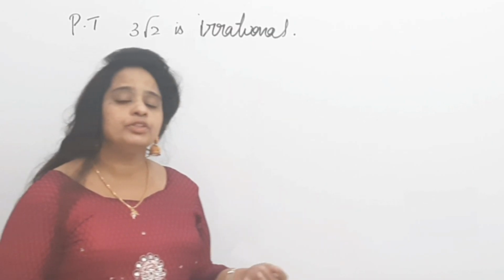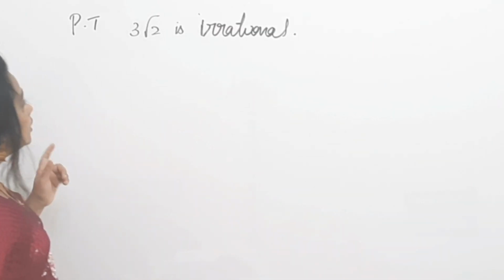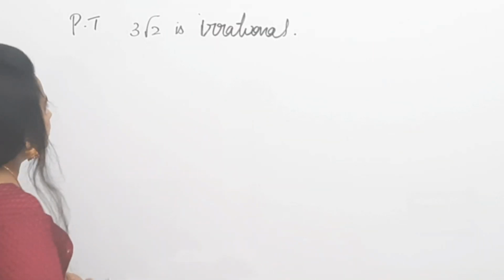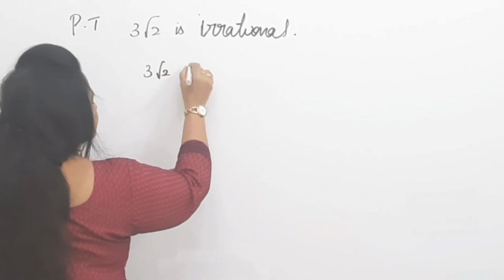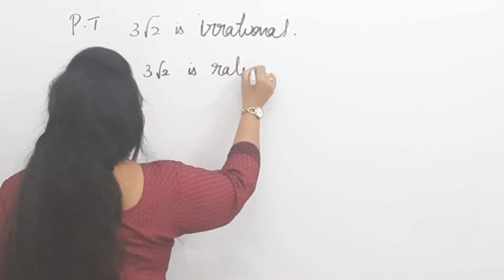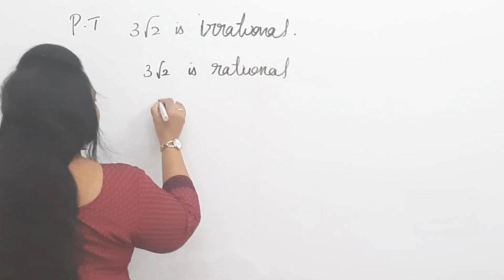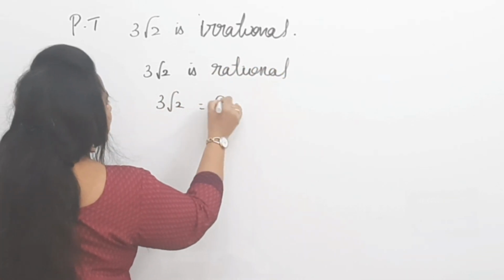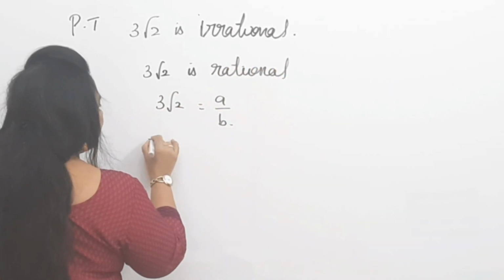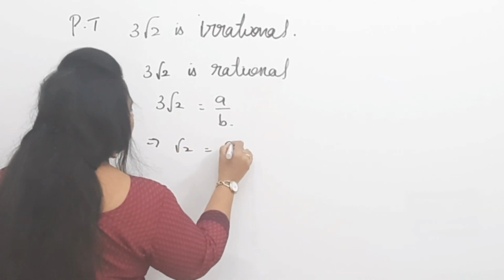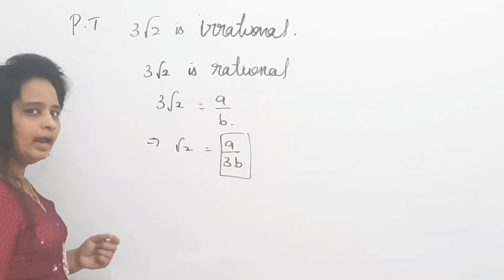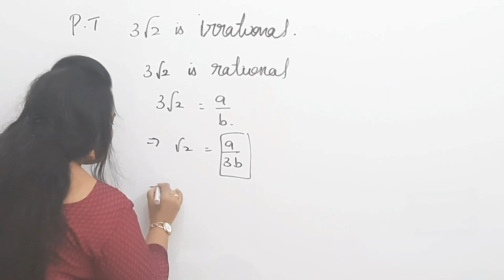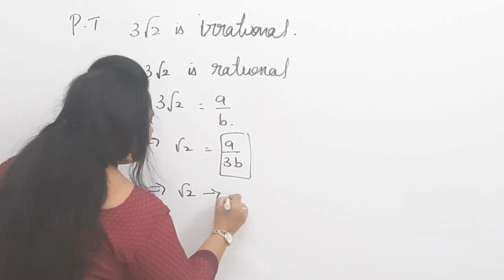Children, we move on to the next proof. Prove that 3 root 2 is irrational. Suppose we take 3 root 2 is rational. So the same way we prove it. So that becomes 3 root 2 is equal to some a by b. That implies root 2 is equal to a by 3b. So this is a rational number. That implies root 2 is rational.